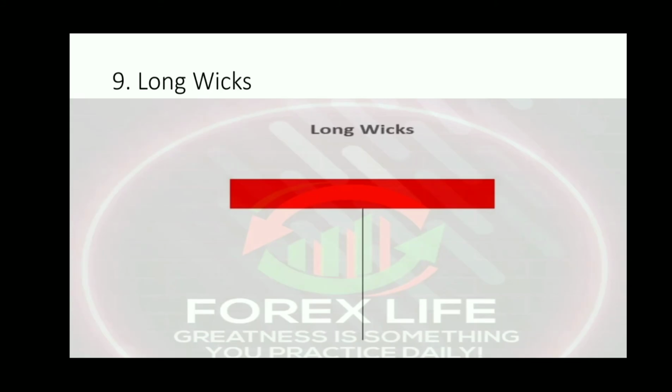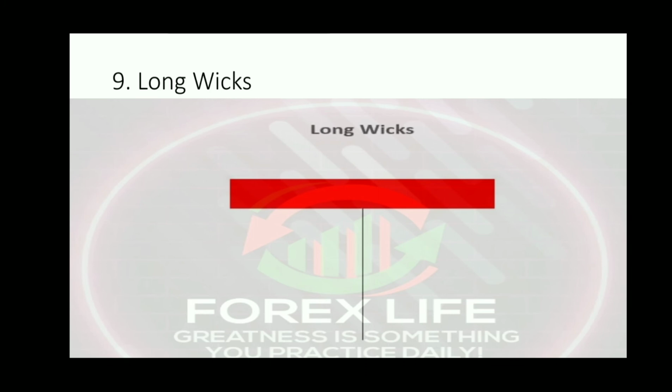Now, number 9, we will be moving over to long wicks. Now, the long wicks candlestick pattern is often indicated for a trend reversal. Okay. Now, the long wicks occur when price is tested and then rejected. Now, the long wick itself indicates that it rejected the price.